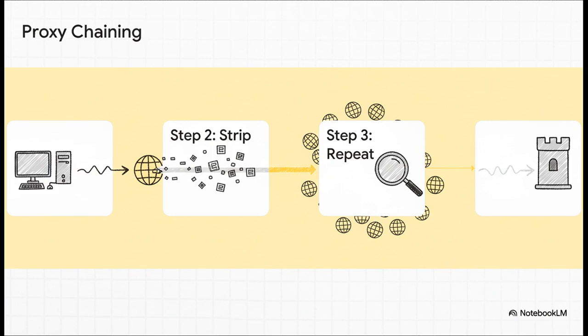Instead of scanning you directly, the attacker bounces their traffic through a whole series of other computers all over the world. At each hop, their original IP address gets stripped off and replaced. By the time the scan actually hits your network, it's been laundered through half a dozen countries, making it almost impossible to trace back to where it started.